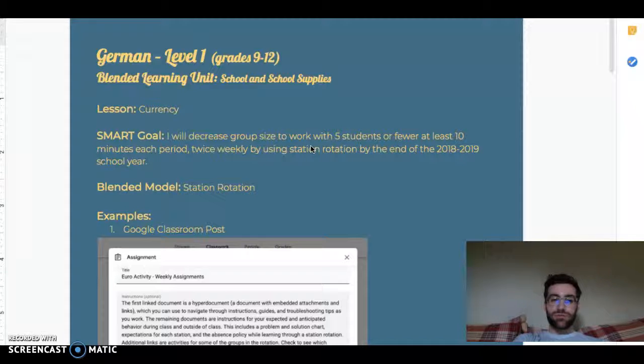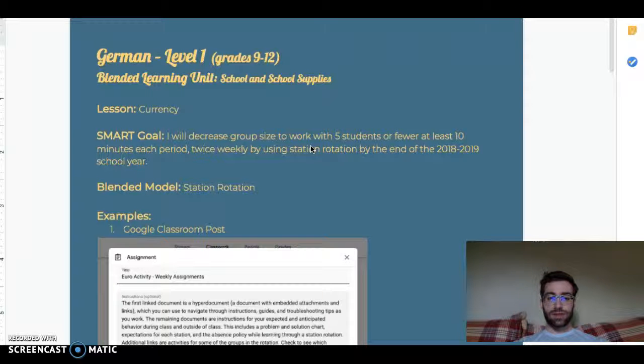So I chose to do my blended learning unit and lesson in level 1 of German. This does include grades 9 through 12, but I have more students in grade 9 and maybe 10 who are in level 1 than I do 11th and 12th. The unit is school and school supplies, and in that unit we also learn about currency. This is actually one of my favorite lessons to teach.